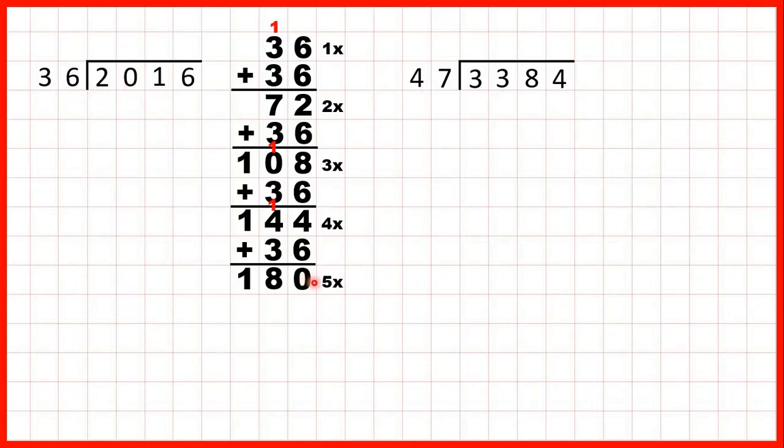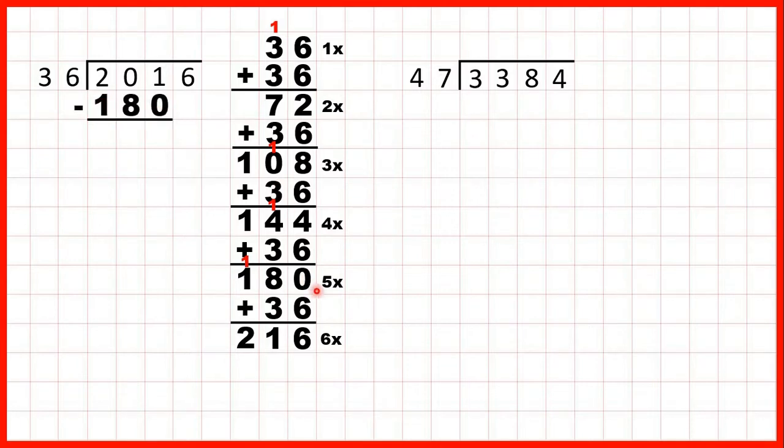Now 180 might be the closest number to 201 in the 36 times table, which is still less than 201, but to make sure we can add another 36. That gives us 216 for 6 times, so we know that the closest number to 201, which is still less than 201, is 180. So we can write that below the 201, and because that's 5 times, we can write 5 in our answer line. Now we need to subtract and bring down.